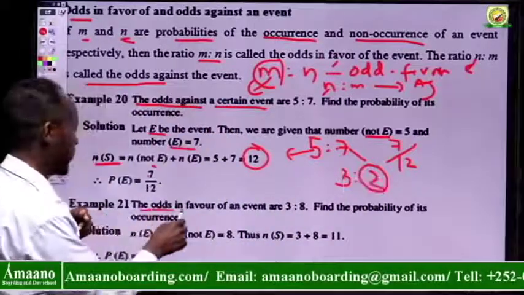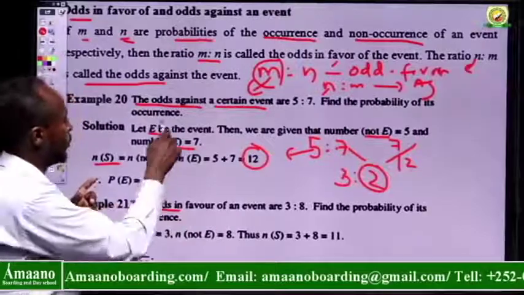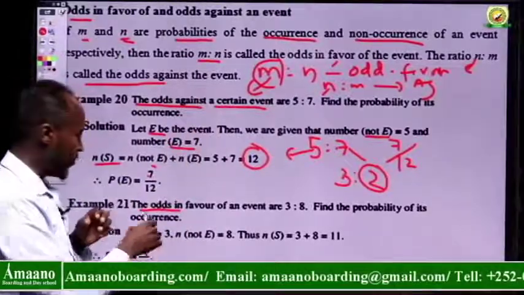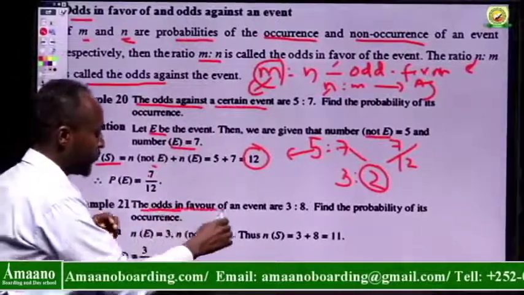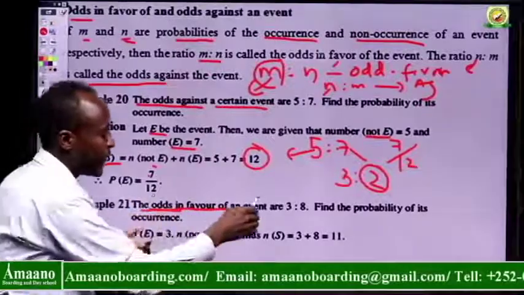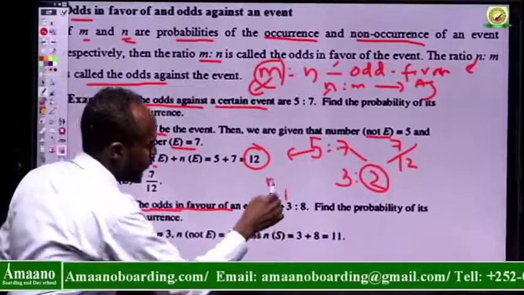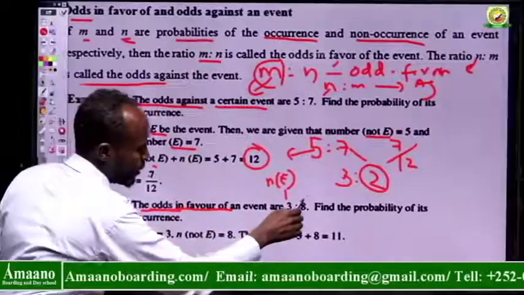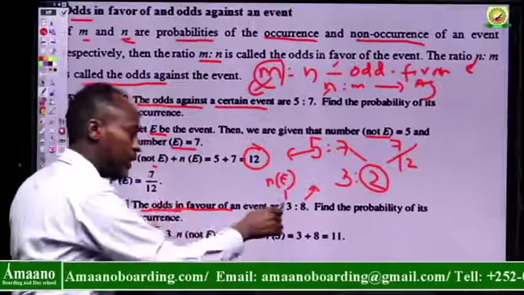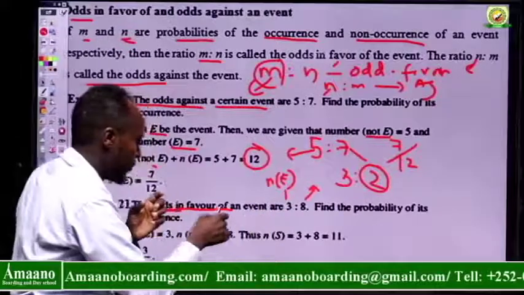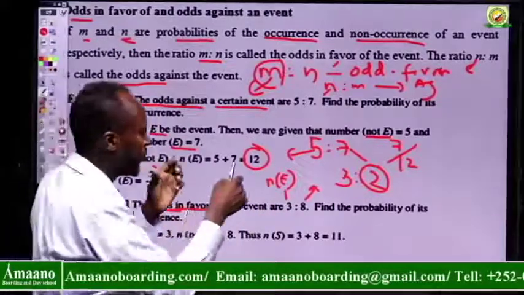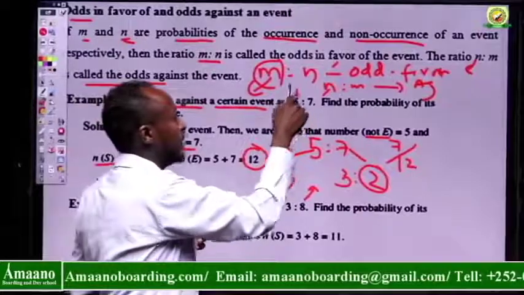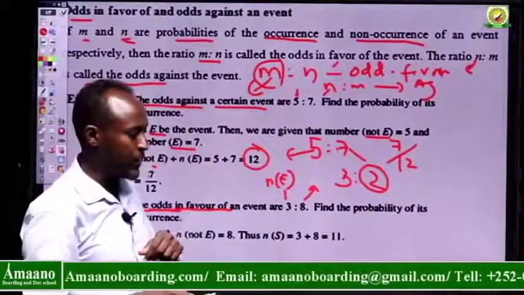Okay, let's do example 2. This one was given as odds against, and here we are given odds in favor. If we are given odds in favor, the first number is N of E. That is N of E, and this is not E. This is E and this is not E, as long as we have odds in favor. But in odds against, that is not E, and 7 is E.